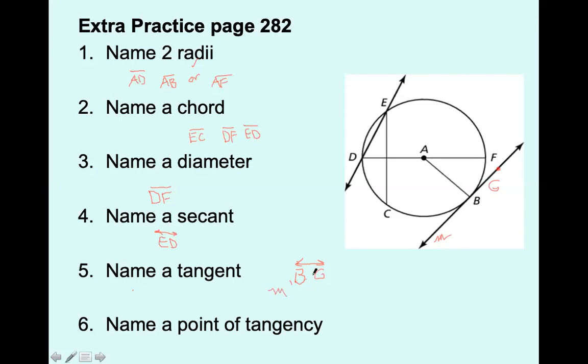Then the point of tangency is the point right where that line intersects the circle. So this right here is our point of tangency. So point B would be the point of tangency. All right, let's look at the next slide.